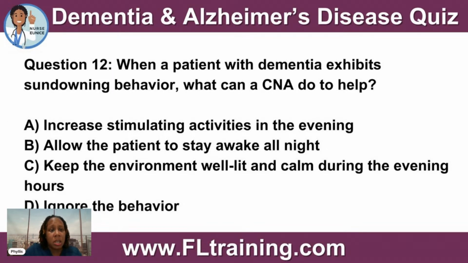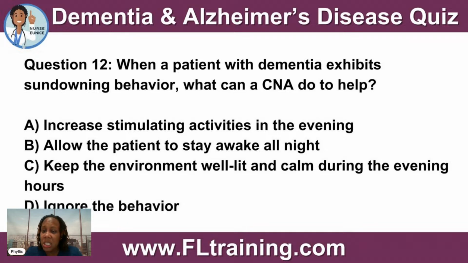Next question. When a patient with dementia exhibits sundowning behavior, what can a CNA do to help? A, increase stimulating activities in the evening. B, allow the patient to stay awake all night. C, keep the environment well lit and calm during the evening hours. Or D, ignore the behavior.